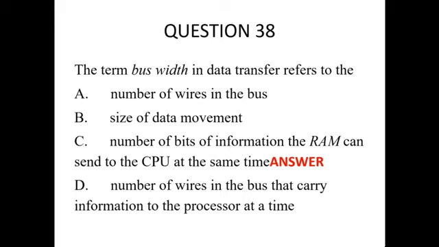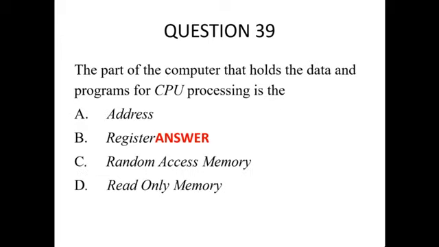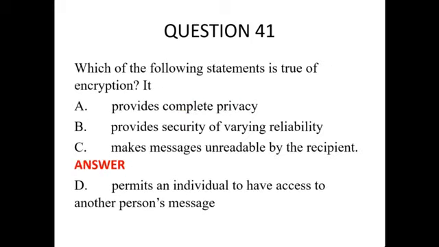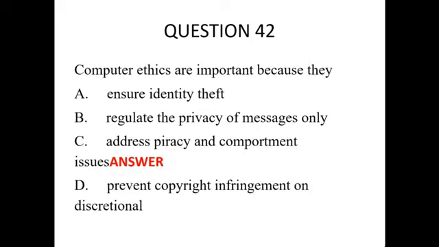The term bus width in data transfer means the number of bits of information the RAM can send to the CPU at the same time. The part of the computer that holds the data and program for CPU processing is the register. The high-level language can be converted to machine language using the compiler. Each of the following statements is true of encryption except: it makes the message unreadable by the recipient.